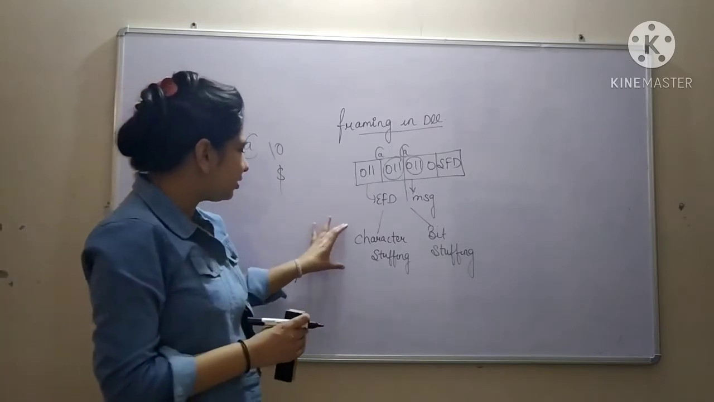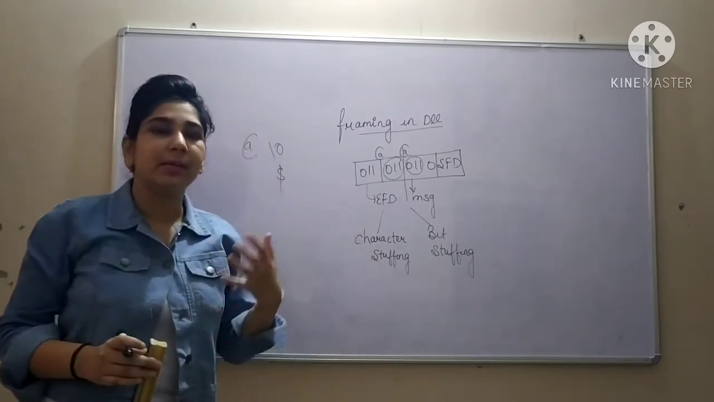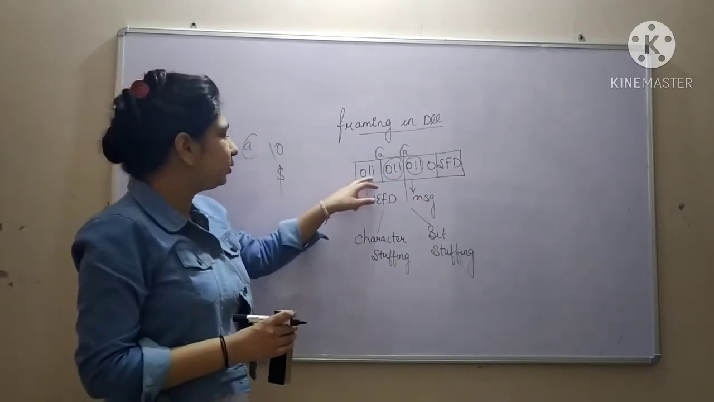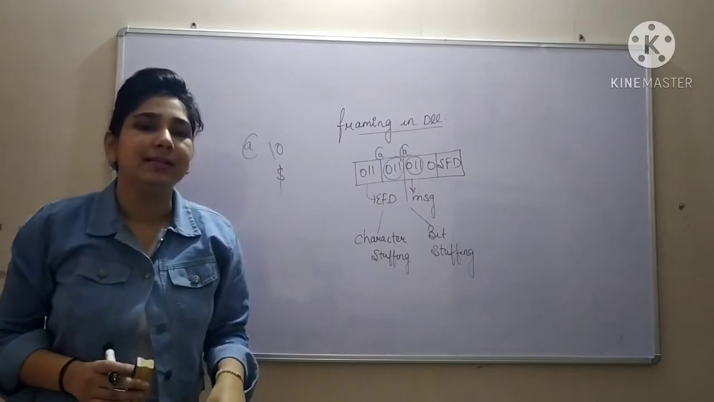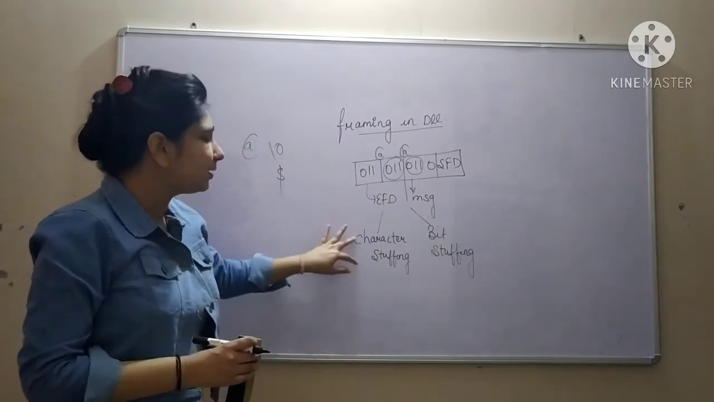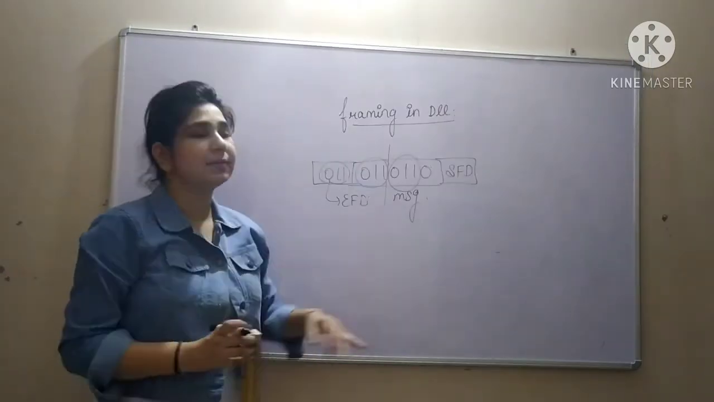Okay, so this is actually your character stuffing. You are going to add some symbol or character before the pattern in the message which is similar to the end frame delimiter. So that is our first stuffing, which is character stuffing. Now we will be discussing what is bit stuffing.